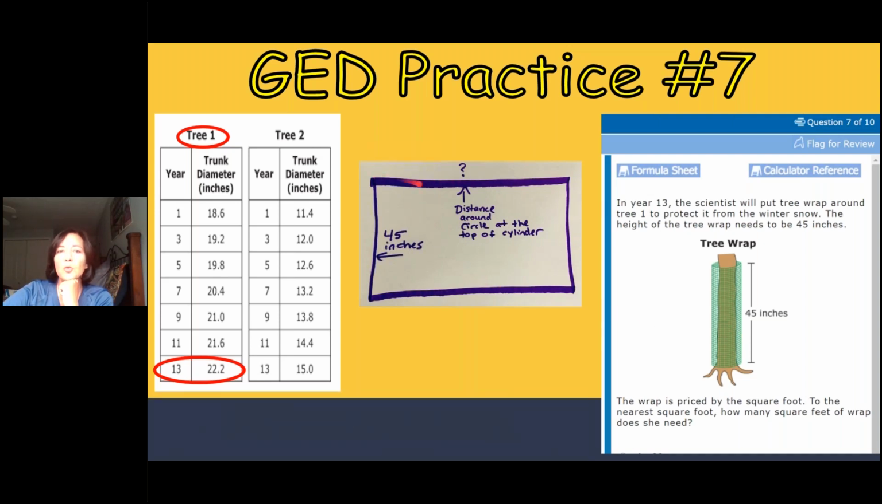But the distance around the tree, you can imagine that it's a circle. That cylinder that kind of goes over the tree has a circle at the top. So when we open the wrap, the width or the base is going to be the same distance as the distance around the tree. And that is called the circumference. You have to understand some vocabulary and know that the distance around the circle at the top of the cylinder is going to be a circumference.